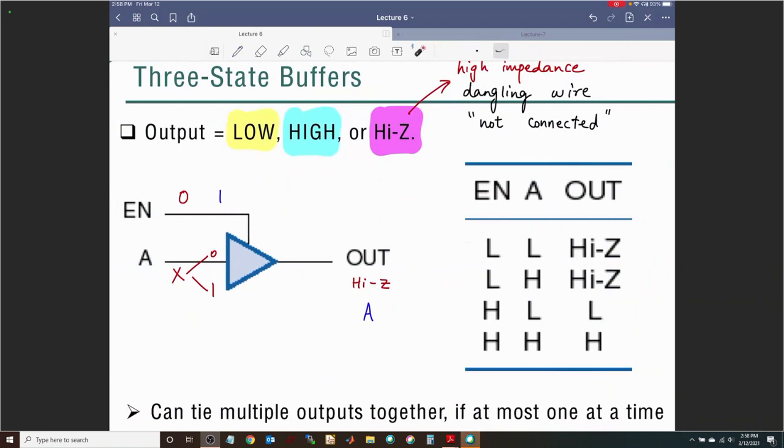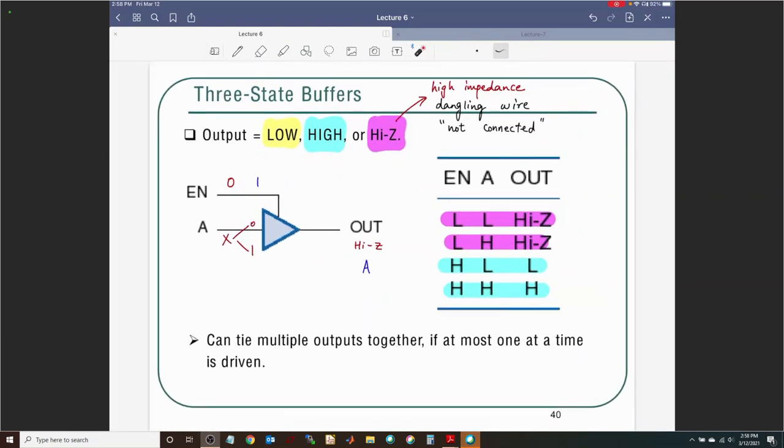We have the truth table by the side. As you can see, for the first two cases, things are disabled, right? And no matter what A is, low or high, the output is in the high impedance state. And for the last two cases, it is enabled. Signal is high, and when it is enabled, low goes to low, high goes to high. In other words, output will equal input A. This can be very helpful in tying multiple outputs together, and I will show you guys examples of how we can do that.